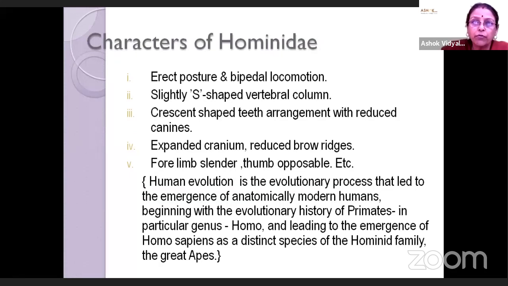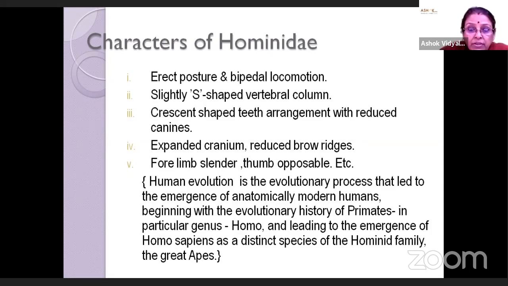Now the characters of Hominidae. They had erect posture, which means bipedal locomotion; they walk on two legs. They had a slightly S-shaped vertebral column. Their teeth had a crescent-shaped arrangement with reduced canines, expanded cranium, and reduced brow ridges. Forelimbs were slender and the thumb was opposable. So these are the characters.